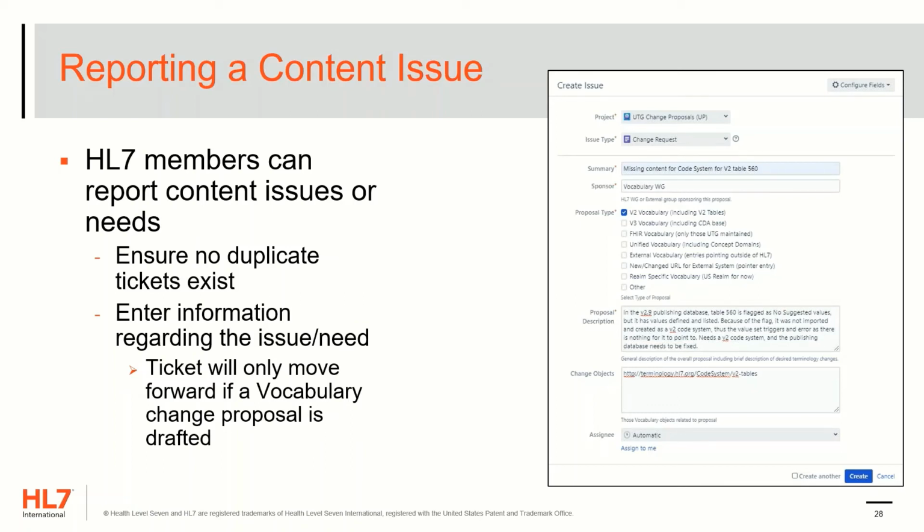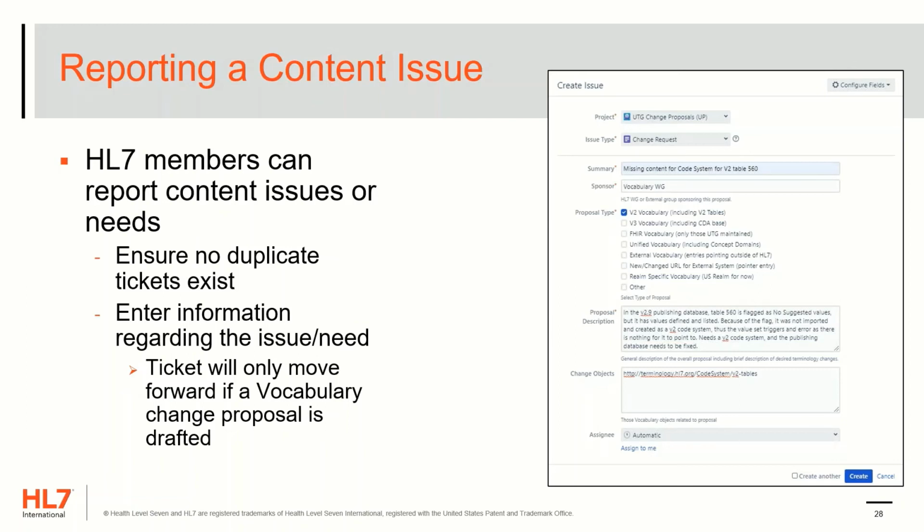Next, we enter the proposal description. This should provide the overview of the request, including the problem statement. These descriptions should be concise and to the point, and you must provide the reason that the change request is needed. If the proposal is related to an existing vocabulary artifact, enter the canonical URL of that artifact. You can enter multiple as a space-delimited list.